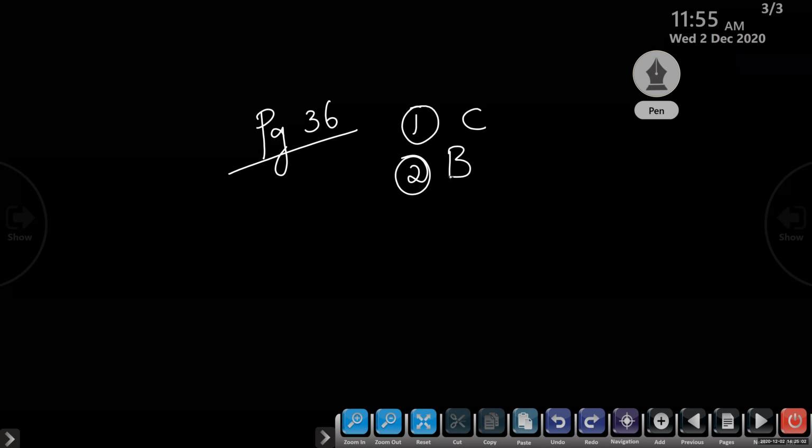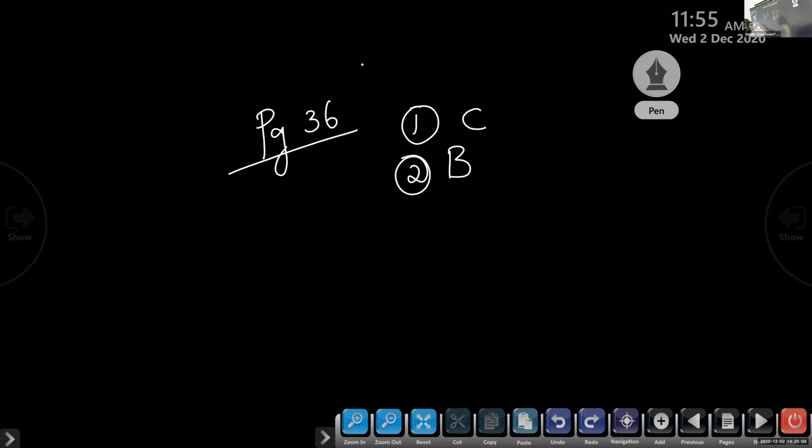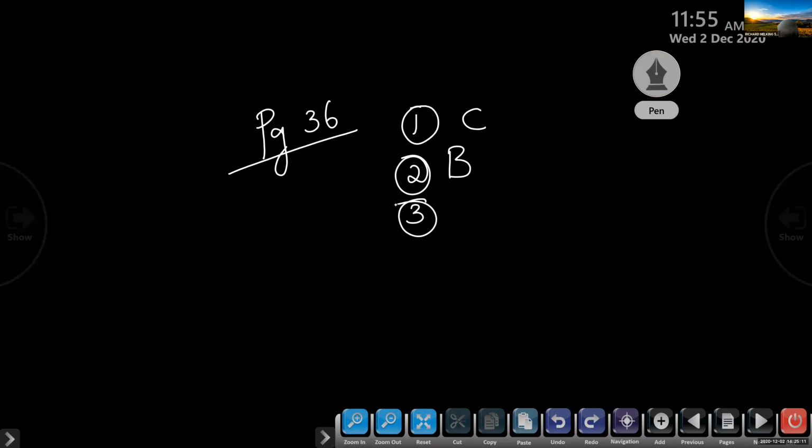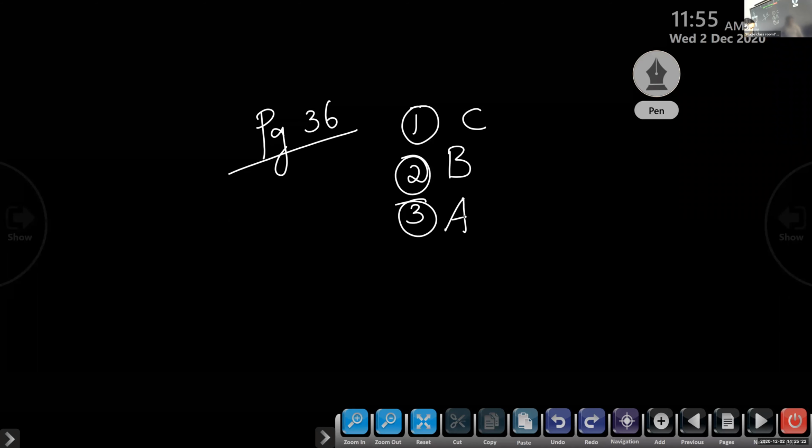Okay, next question number 3. Richard, can you read? The combination of a whole number and a fraction is called dash. Option A, mixed fraction. Very good. The combination of a whole number and a fraction is called a mixed fraction. Answer is option A.